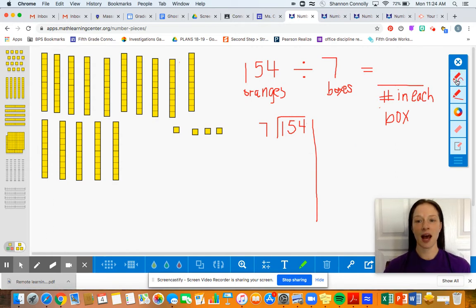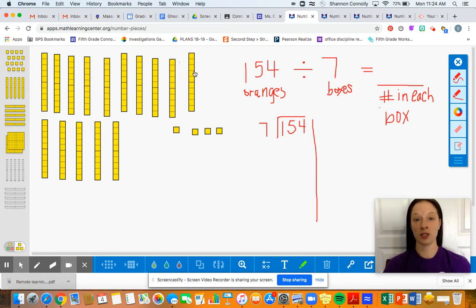So I have 154 oranges, and I want to split them into 7 groups. We know that groups of 10 are easy for us to work with. They've been a friendly number since 1st grade. Okay, so we're going to be thinking about multiples of 10. It's not the only way to think about it, but it's the way that I want to show in this video to think about it.